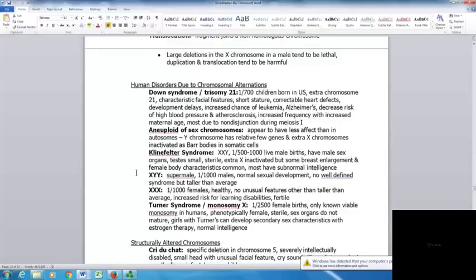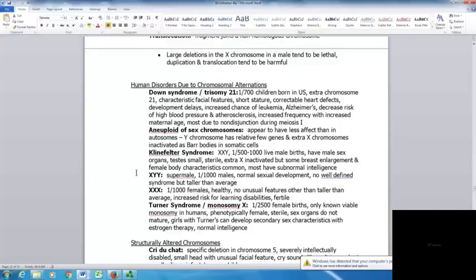XYY is sometimes referred to as the super male. It's about 1 in 1,000 males. They have normal sexual development. There's no well-defined syndrome, but they are taller than average. These have been a little bit harder to pinpoint because you don't necessarily know when somebody has a chromosomal abnormality unless they're looking to test for it because something has gone wrong.